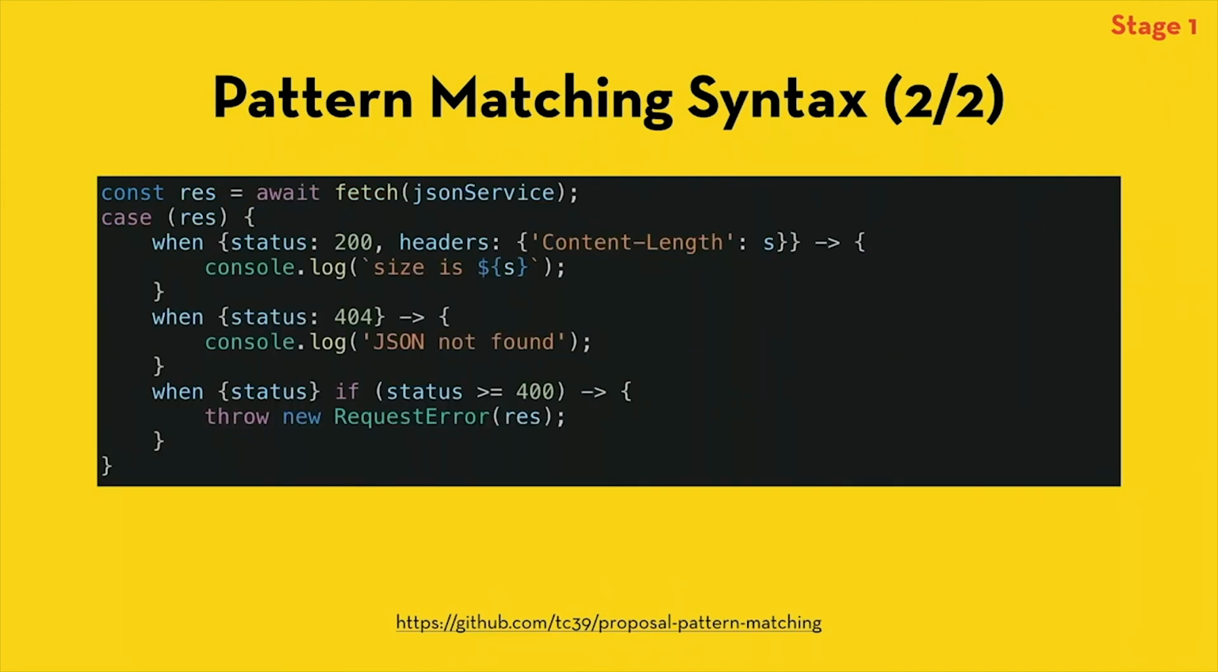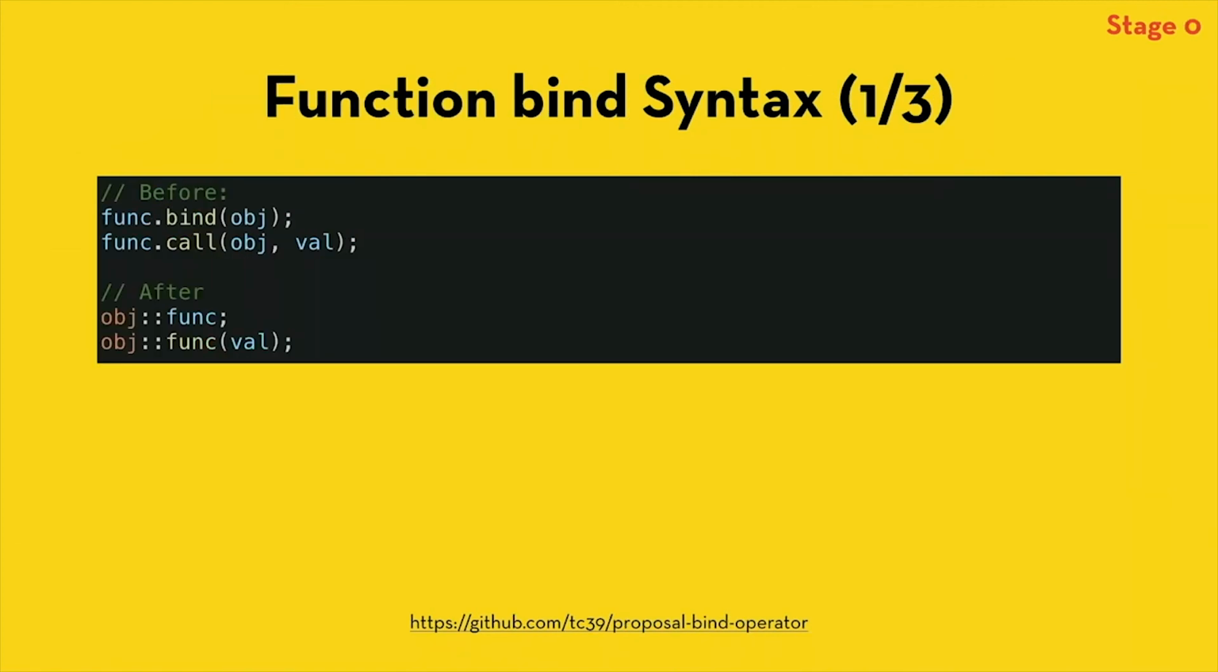A use case is this. If you do a fetch, and if it's an HTTP 200 or an HTTP 404 or status, whatever, you can do this kind of stuff. Stage 1, so it's not in Babel yet or something like that. You can't use it today, but perhaps in the near future.